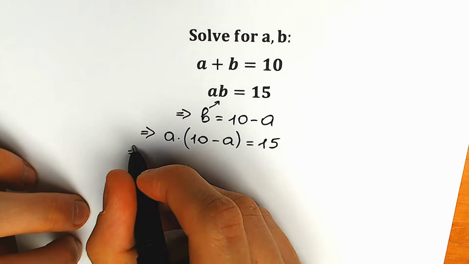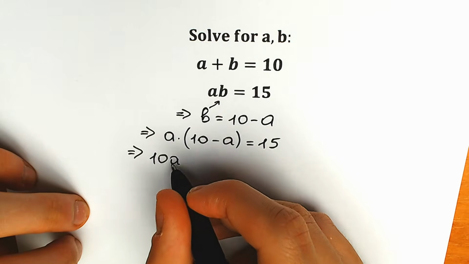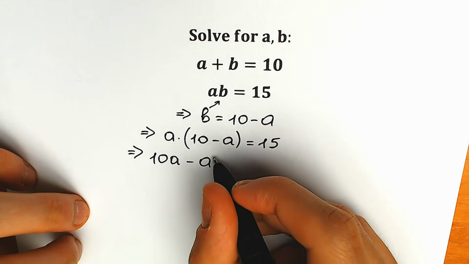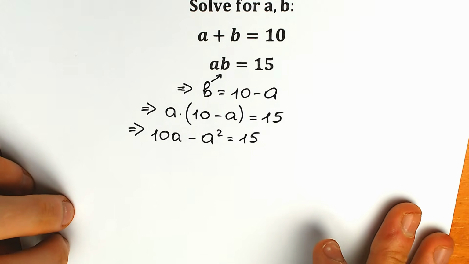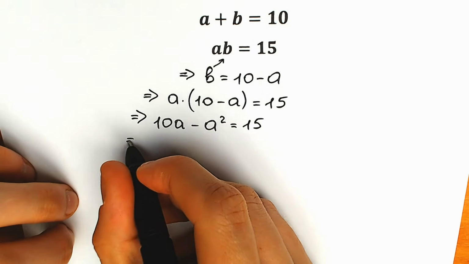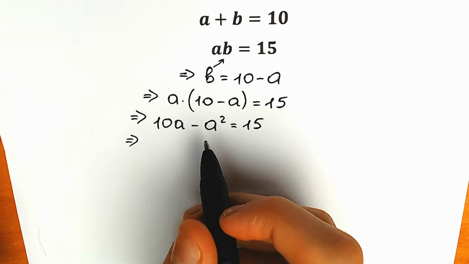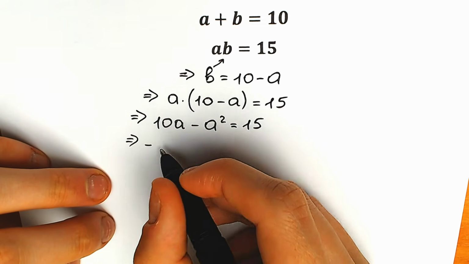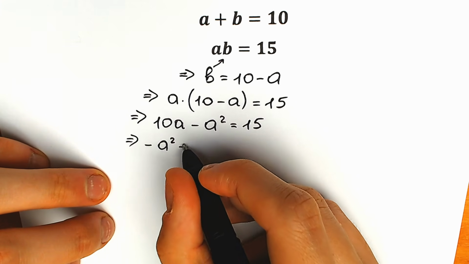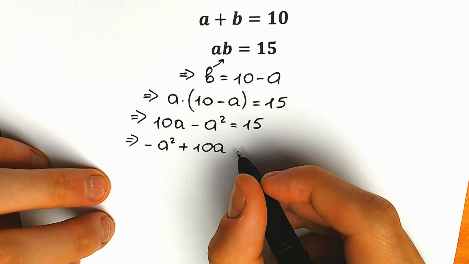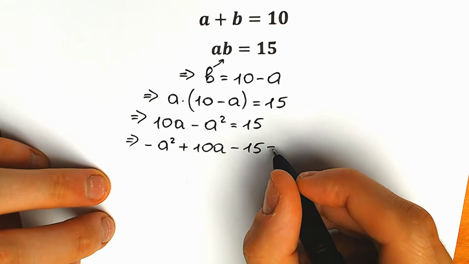This is really great for us because it looks like a quadratic equation. So we have 10a minus a squared equal to 15. Now let's change the order real quick. This is a classic quadratic equation, but we prefer the classic order, with a squared in the first position. So we have minus a squared, then in the second position plus 10a, and minus 15 from the right side, equal to 0.